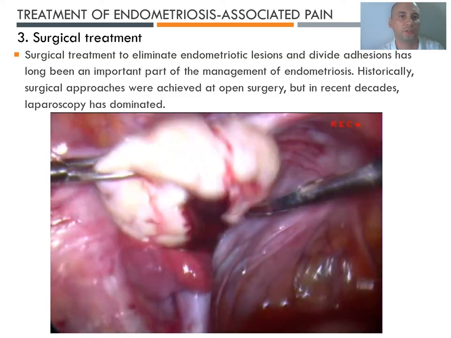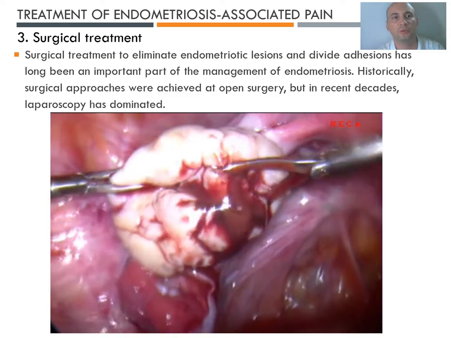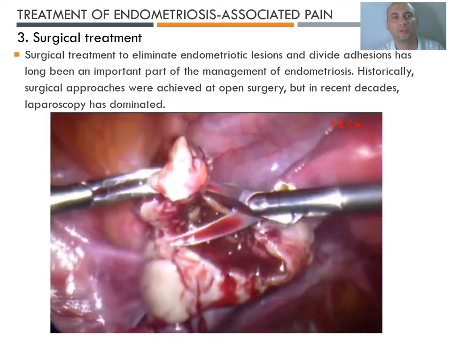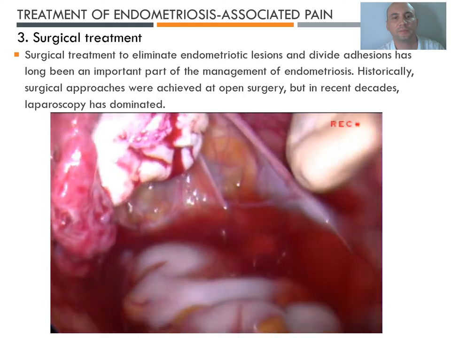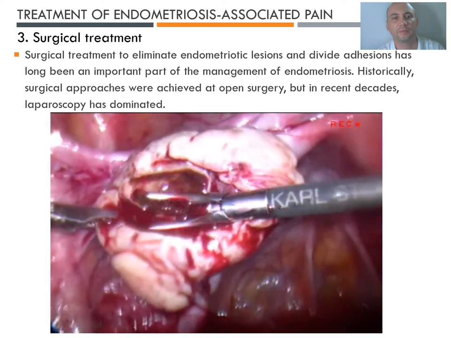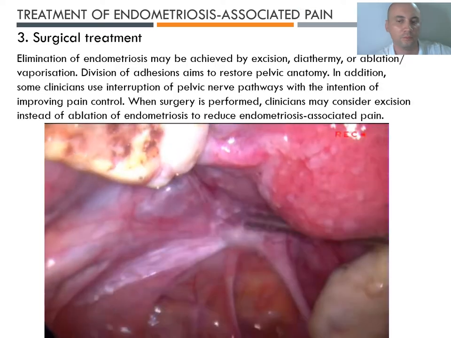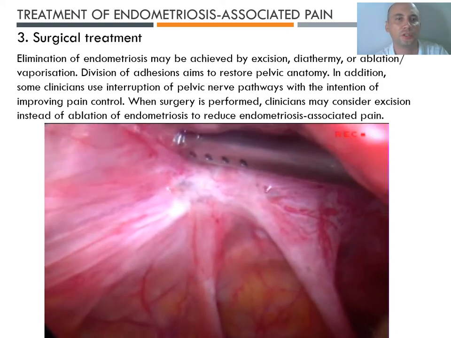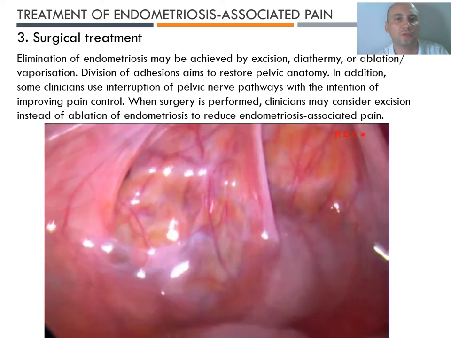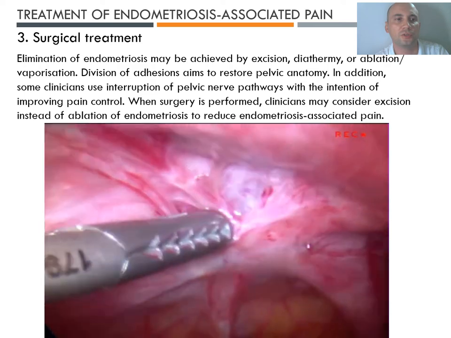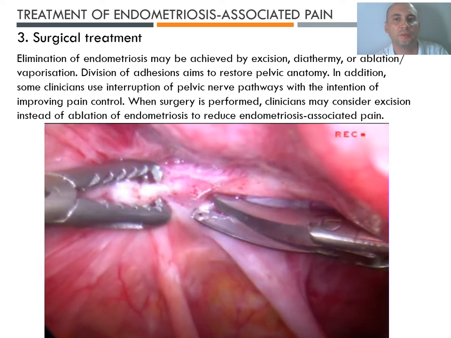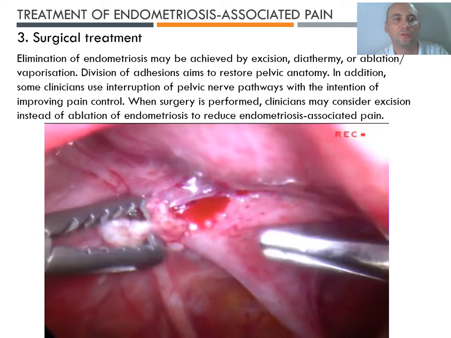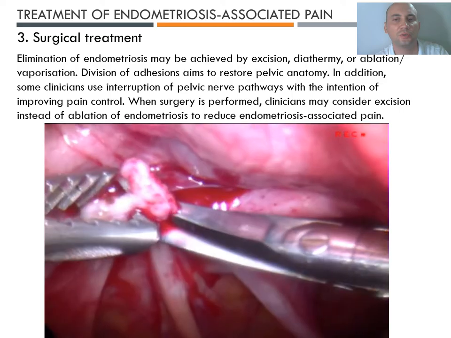Surgical treatment to eliminate endometriotic lesions and divide adhesions has long been an important part of the management of endometriosis. Historically, surgical approaches were achieved at open surgery, but in recent decades, laparoscopy has dominated. Elimination of endometriosis may be achieved by excision, diathermy, or ablation, vaporization. Division of adhesions aims to restore pelvic anatomy. In addition, some clinicians use interruption of pelvic nerve pathways with the intention of improving pain control. When surgery is performed, clinicians may consider excision instead of ablation and coagulation to reduce endometriosis-associated pain.